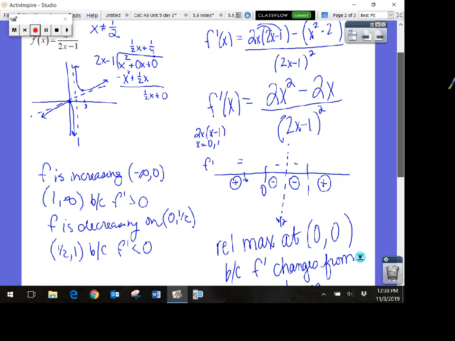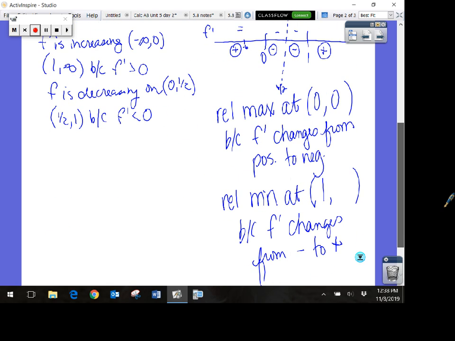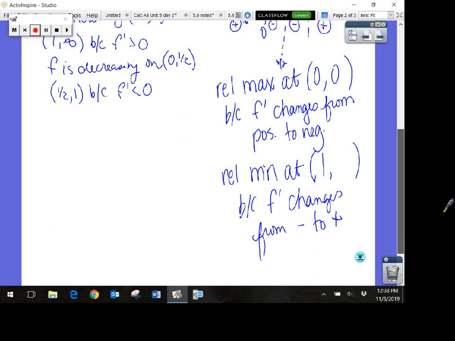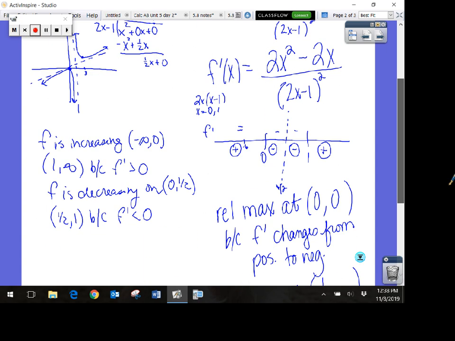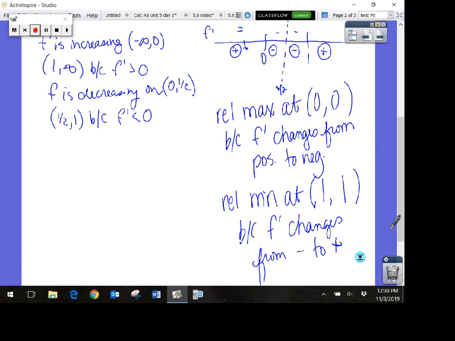And so, again, we're talking about f. Where's the relative max and min on f? So that's why we plug this 1 into f. So 1 squared over 2 minus 1, that's 1. So (1, 1). Now, is it always 0, 0, 1, 1, 2, 2, 3, 3? Absolutely not. That is not a thing. Do not just assume that it's the same number. And so there's all of your parts.